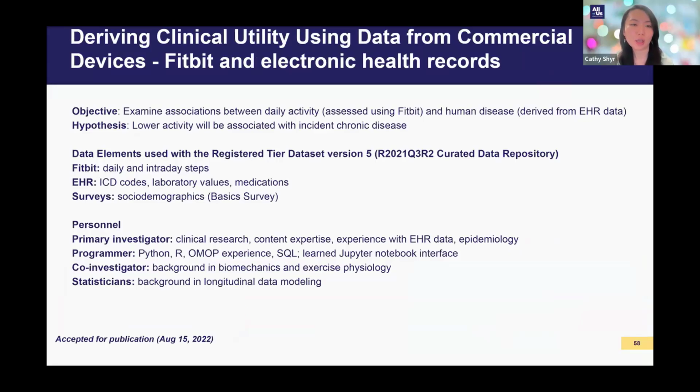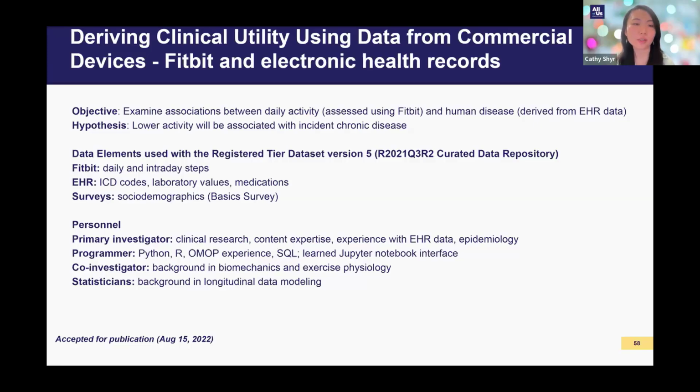The objective is that the authors wanted to look at the association between daily activity assessed using Fitbit and human disease, which is derived from the EHR data. So again, from the get-go, we see this linkage between two very large-scale data sets, the Fitbit data and the EHR data. The authors' hypothesis is that lower activity was associated with incident chronic disease.